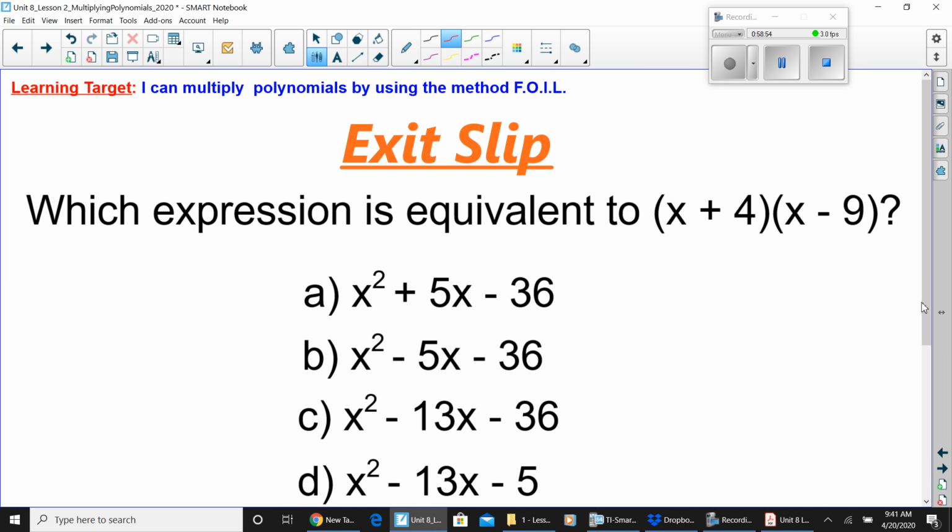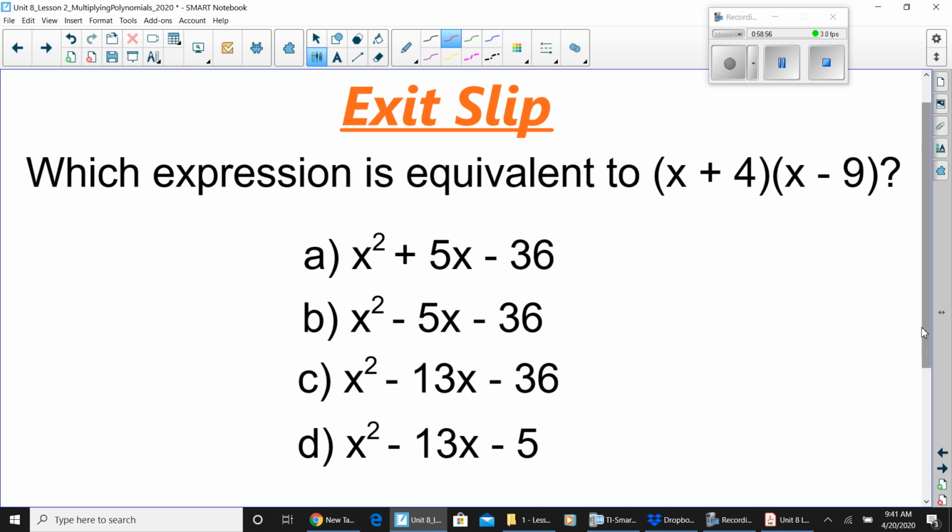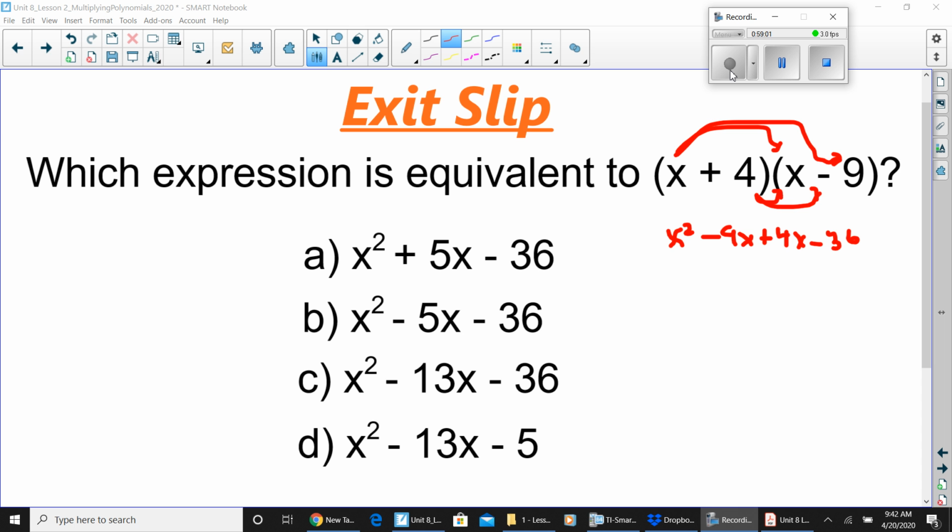And here's your exit slip. Go ahead and see if you can do this. Press pause now. So setting them up, this is very, very easy. You could use the box method if you want. You could use the distributive property. I like to use the distributive property pretty much all the time.